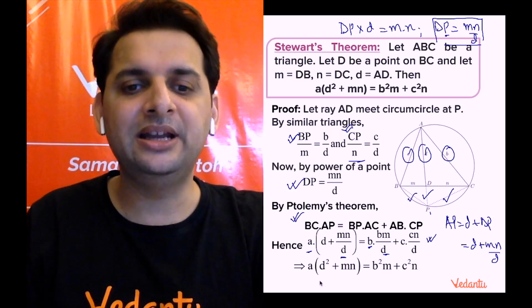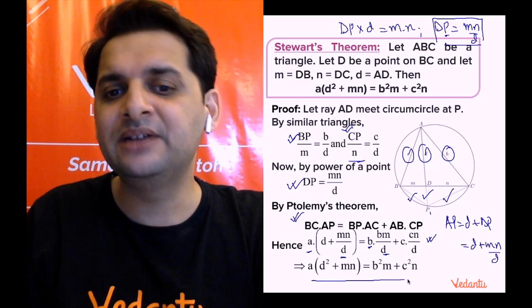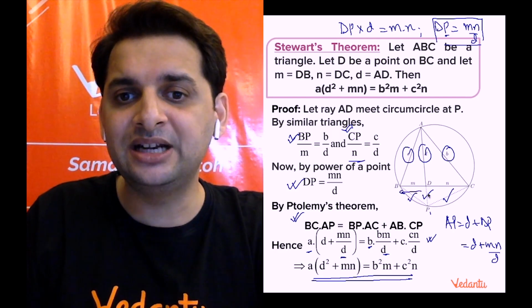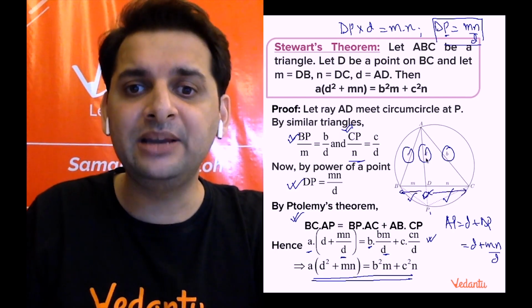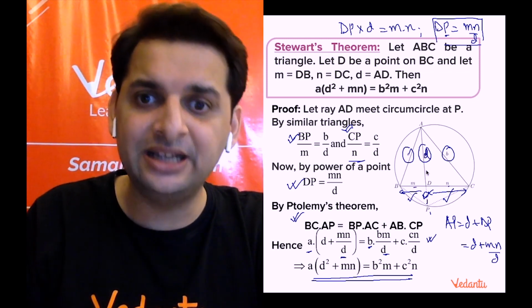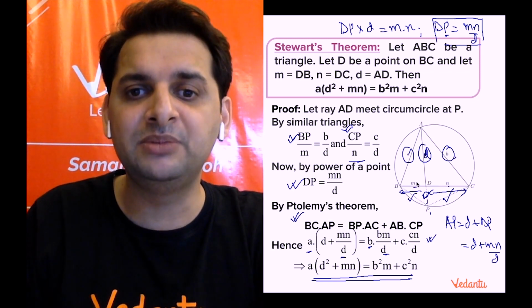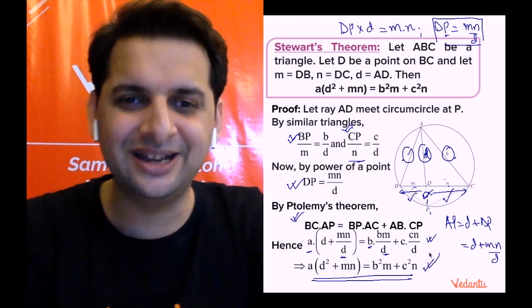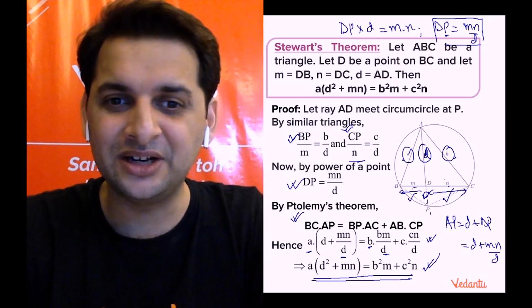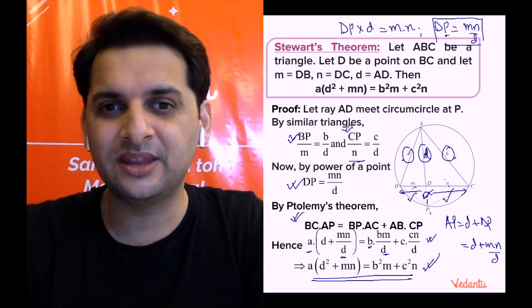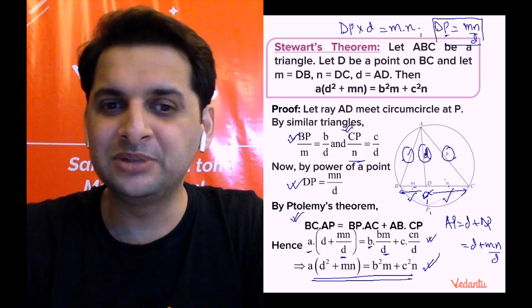Just cross multiply D. If we cross multiply D, we'll get this relation. So the relation is, if the length of the opposite side is A, then A times D square plus mn is equal to B square m plus C square n. So simple. Not that simple, but again, if you use this in one or two questions, which we'll be doing next, it will be very clear to you. Right? I hope this is clear.